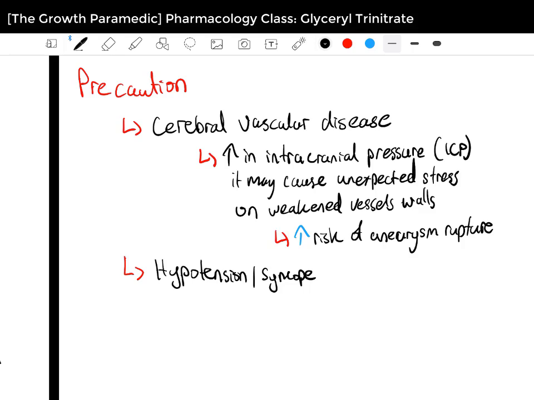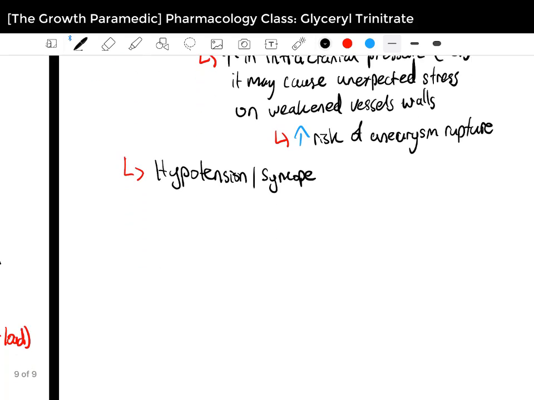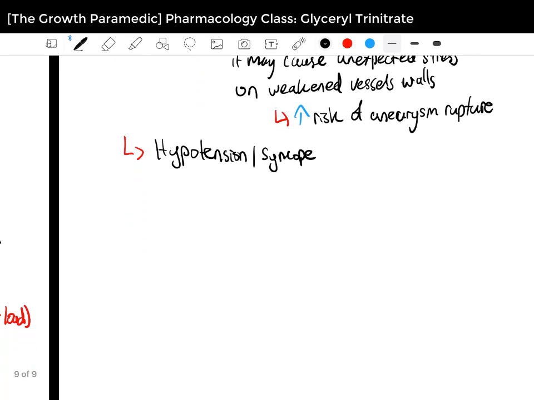You might need to set up an IV and get some compound sodium lactate or some Hartmann's in. But at the same time, I think most protocols in the ambulance services state that if you're going to give GTN, the patient needs to have a blood pressure greater than 90. Or if the blood pressure is below 90, you can't administer GTN. So just be mindful of the hypotension it can cause and the syncope.